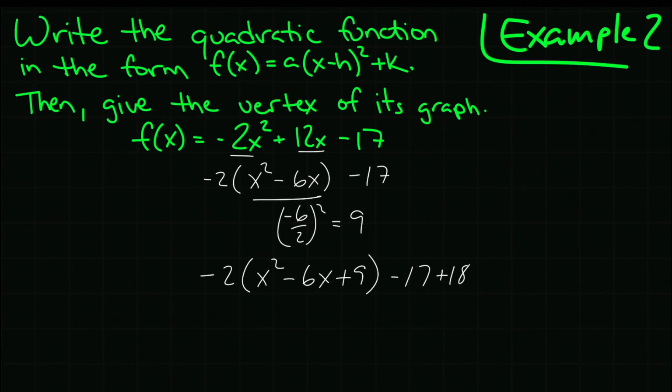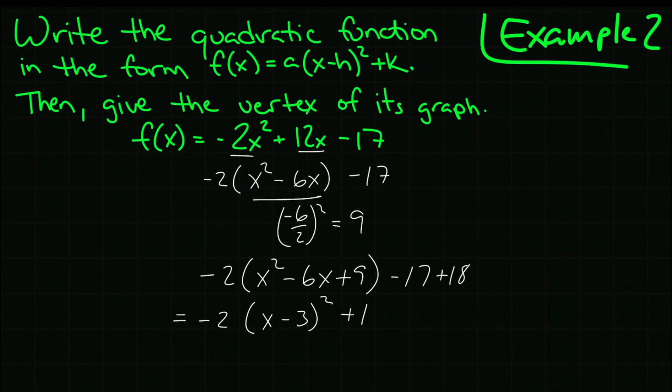Now that we've done that, we can rewrite the trinomial as a binomial. So that's going to be negative 2. We take our b term again and divide it by 2, so that's going to be negative 3. So it's (x minus 3) quantity squared. And then we have minus 17 plus 18 is really a plus 1.